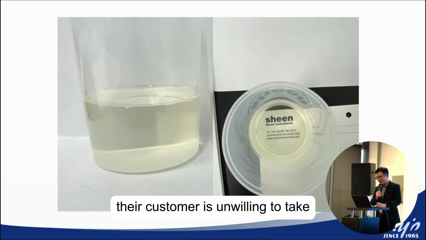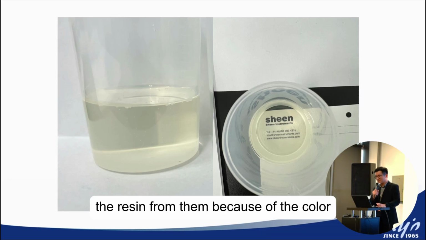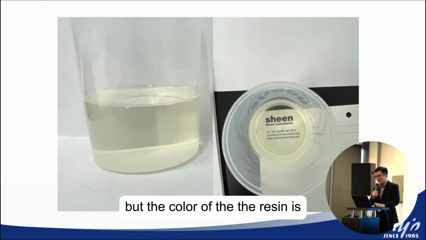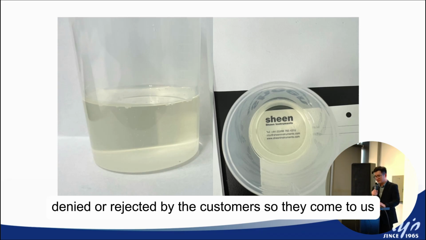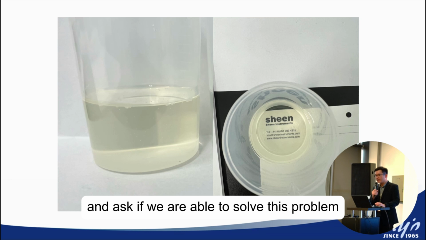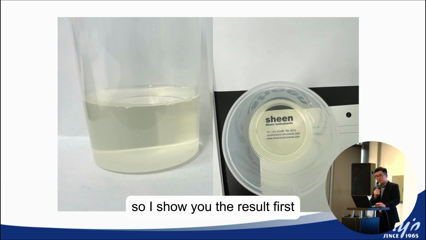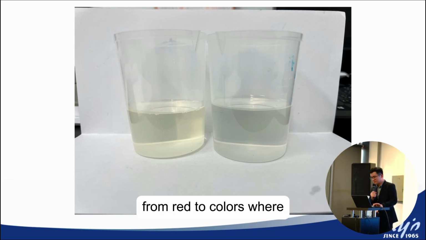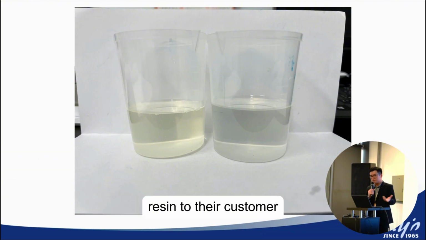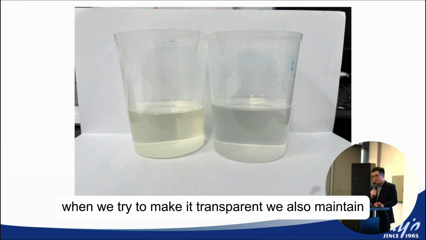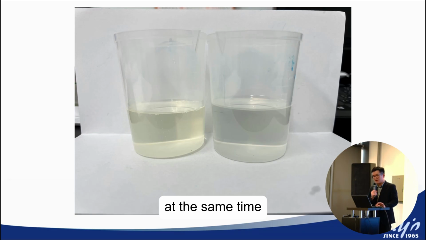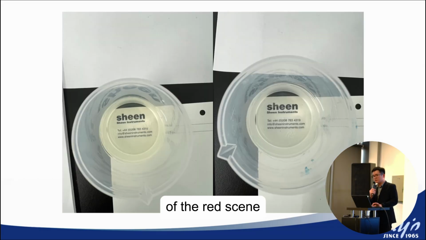Their customer is unwilling to take the resin from them because of the color. So the performance of the resin won't be a problem, but the color of the resin is rejected by the customer. So they came to us and asked if we are able to solve this problem. So I'll show you the result first. We are able to make the resin colorless, so the resin manufacturer can sell this resin to their customer. When we make it colorless, we're also able to maintain the transparency of the resin.